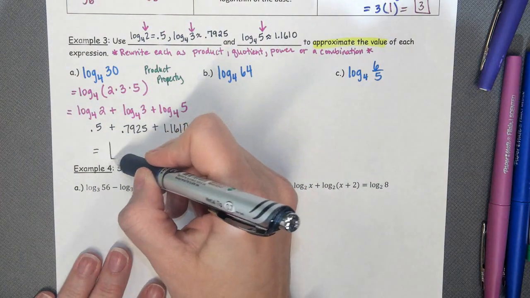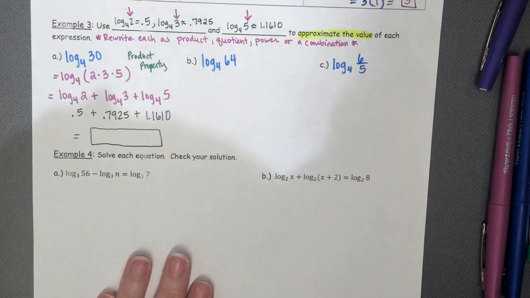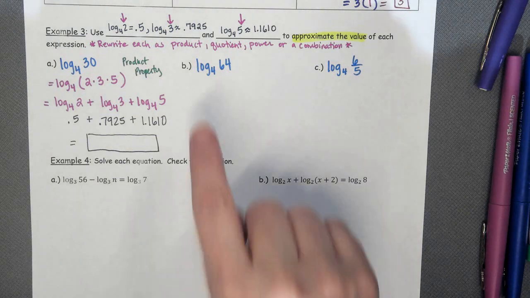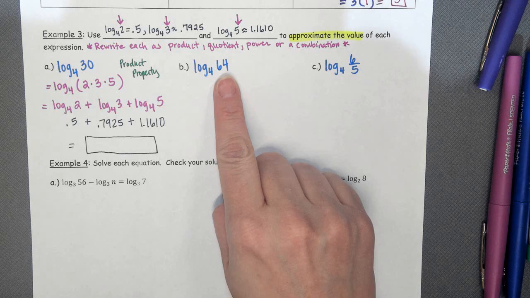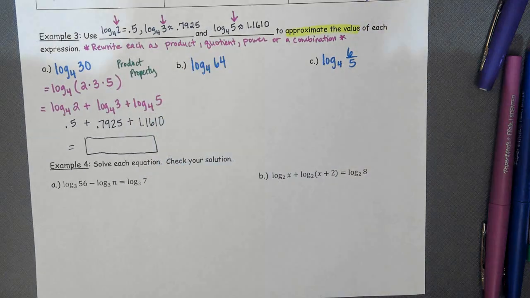So I want you to find the sum and write it in the box. And then I want you to start thinking about B. And how can I rewrite 64 as a product, a quotient, a power, or a combination of those things with 2, 3, and 5?